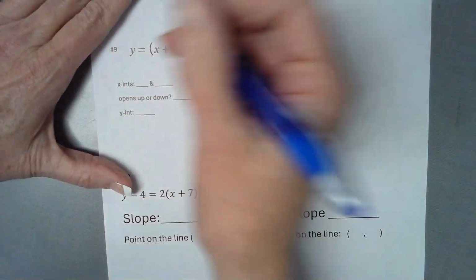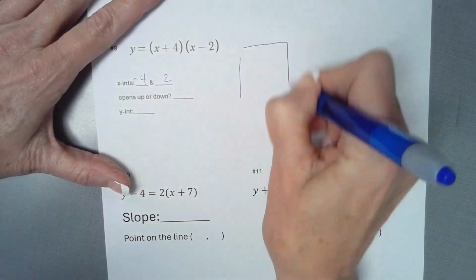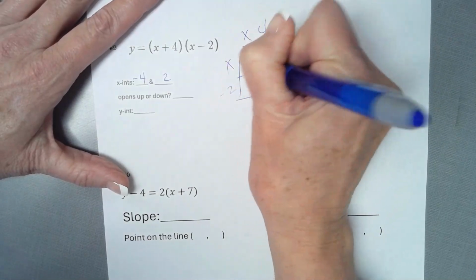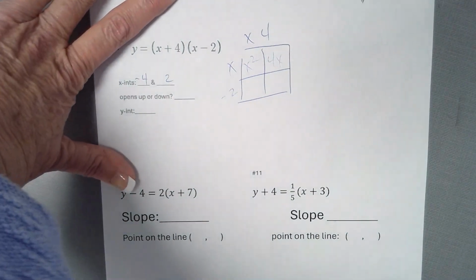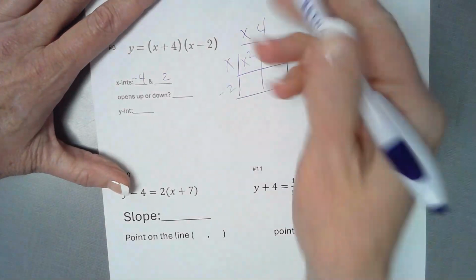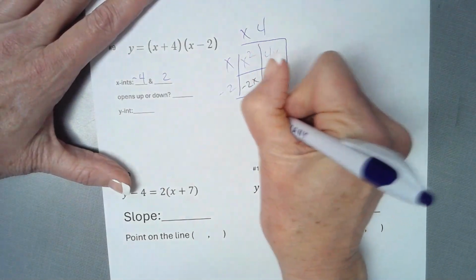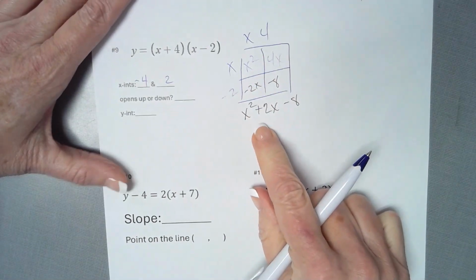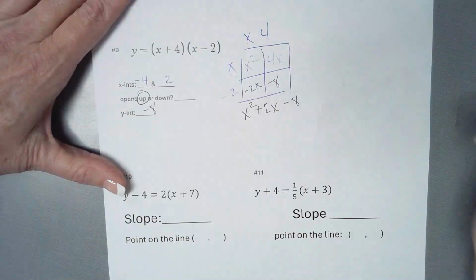Okay? All right, I just gave you one more. So negative 4 and positive 2 here. Is it the same one? No, I changed the signs. Okay, so we got x squared, we got 4x. We got negative 2x, we got negative 8. And then when I combine here, I get a positive 2x. So leading coefficient is positive, so it's going to open up. Y-intercept is negative 8.